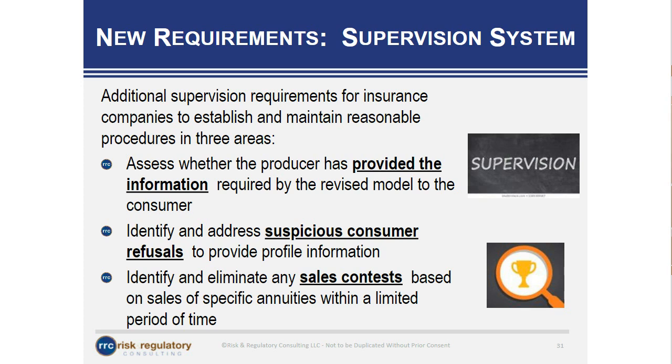For example, this provision would apply where a producer's eligibility for a particular bonus is tied to his or her sales of one particular annuity product during a particular month. However, the requirements of the model are not intended to prohibit general incentives regarding the sales of an insurance company's products where there is no emphasis on the sale of specific annuities within a limited period of time.